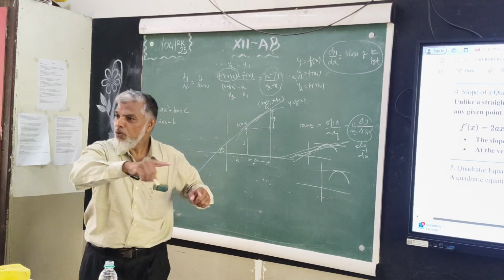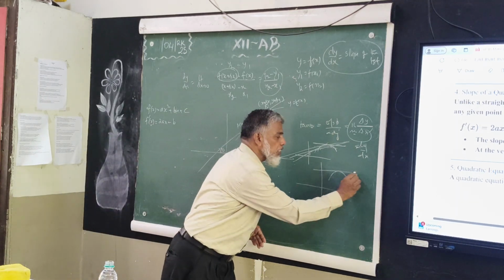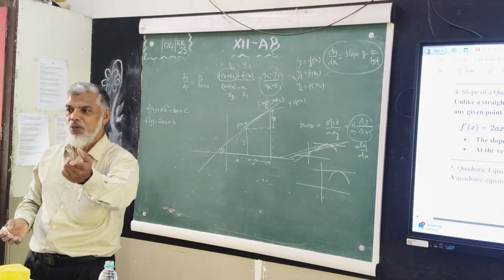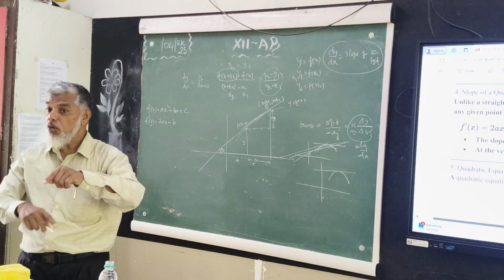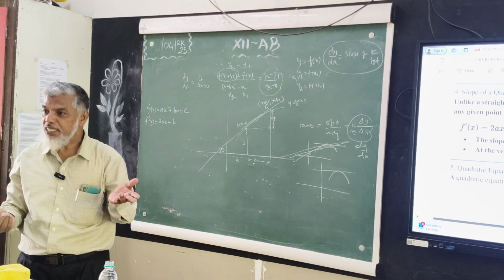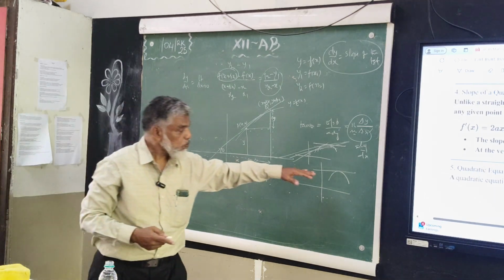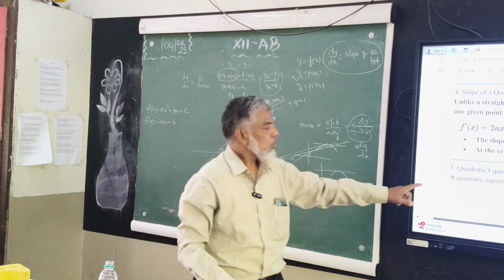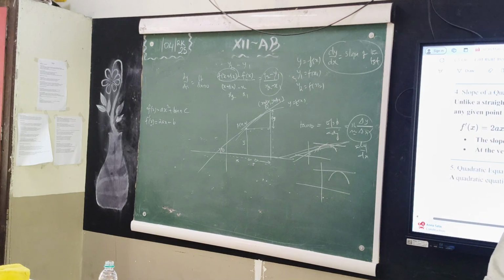It is parallel to x axis. Parallel to x axis means theta, what is theta? Theta is 0. Then tan theta is 0. Tan 0 is 0. Therefore, at the vertex, what is the slope of the tangent? The slope is 0. At the vertex, slope is 0. So that's why at the vertex, the slope is 0.